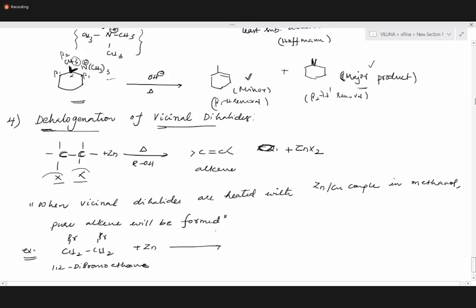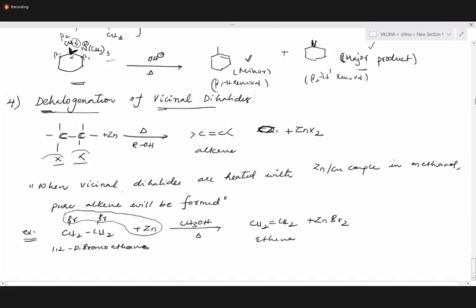Zinc is directly involved in the reaction. So methanol is CH3OH. On heating, both the halogens will be removed with the zinc as ZnBr2, and the leftover valencies will be satisfied by CH2 double bond CH2. We end up having ethene, and ZnBr2 is the elimination part. I mean, this is how Zn removes the bromide part of the vicinal dihalide. So from the adjacent carbons, we are trying to remove the halogens.